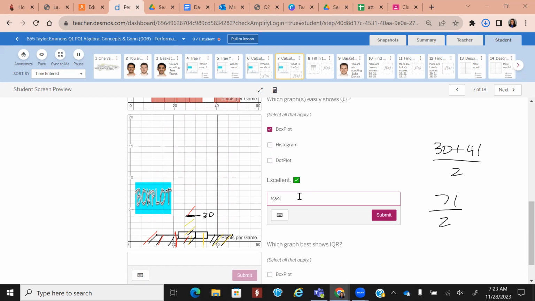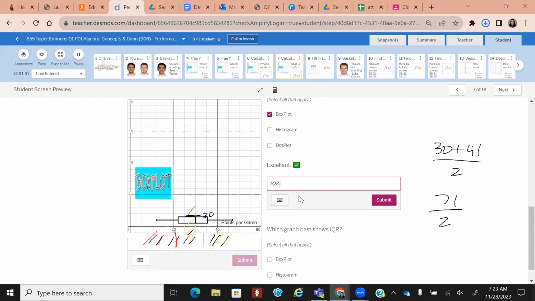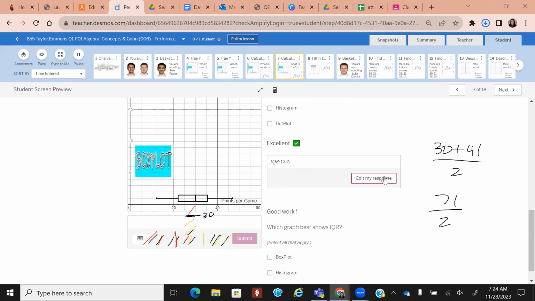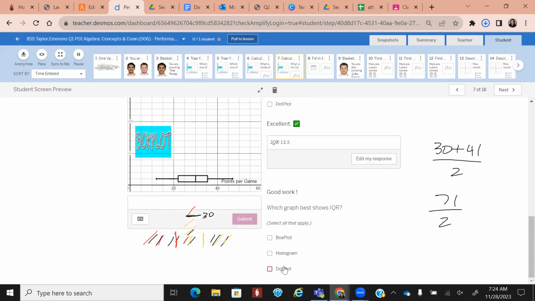What about IQR? Well, if we took 35.5 and we subtracted 22, we get 13.5. And which one best shows that? I would still say box plot.